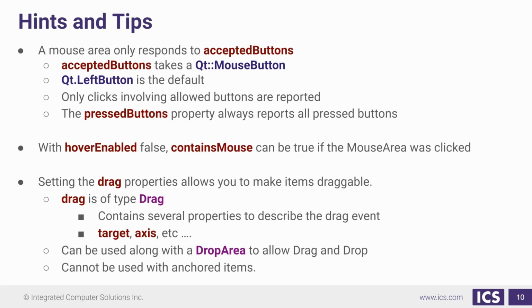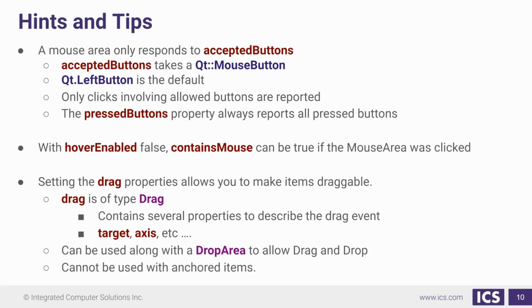Now, we have a few pointers here. First of all, mouse areas only respond to accepted buttons. So we have an acceptedButtons property that can allow us to filter out what buttons are detected. By default, Qt.LeftButton is the default accepted button. The pressedButtons property will always report all of the buttons that have been pressed, no matter what the acceptedButtons property is set to. If hoverEnabled is set to false, containsMouse can still be true if the user clicks, because when the user clicks, the mouse is inside of that mouse area.